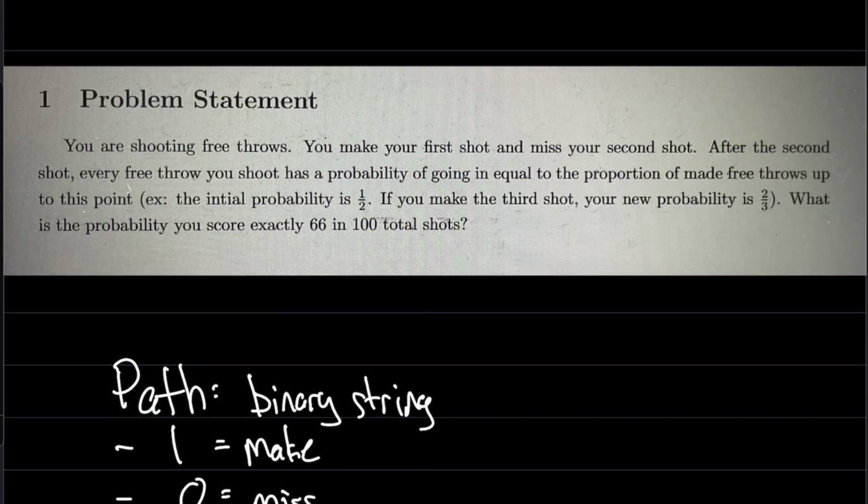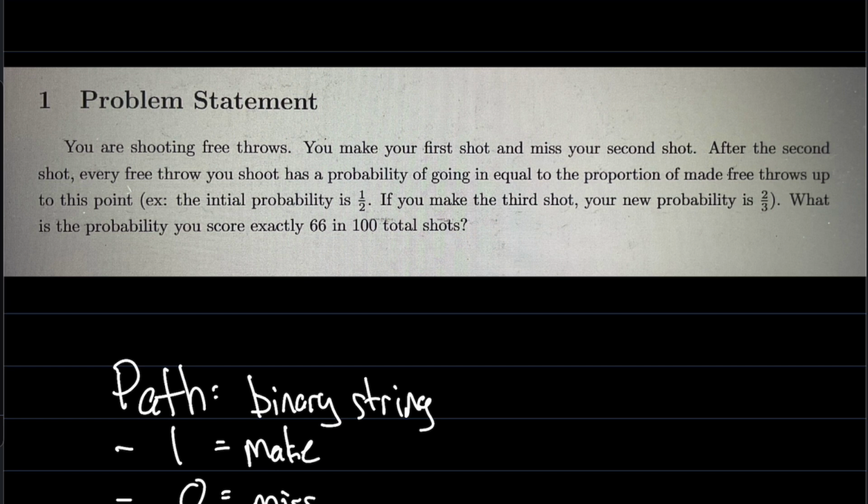But the art of this problem is that those paths might not be equally likely, because the probability at each step is dependent on what you did the step before. So I could get to 66, maybe this is my 66 made shots right here. I could come from having 65 made shots, or 66 made shots and missing one. And the probability of these are going to be different.